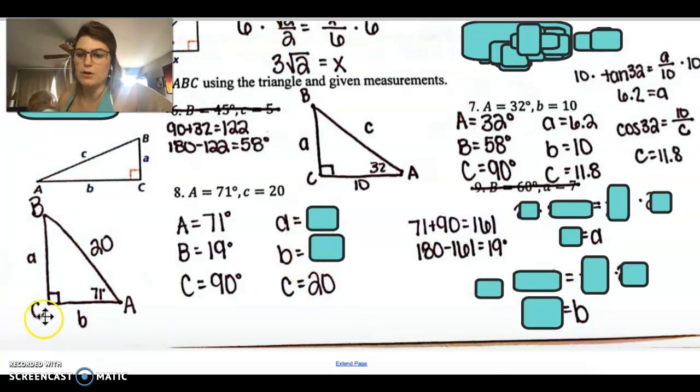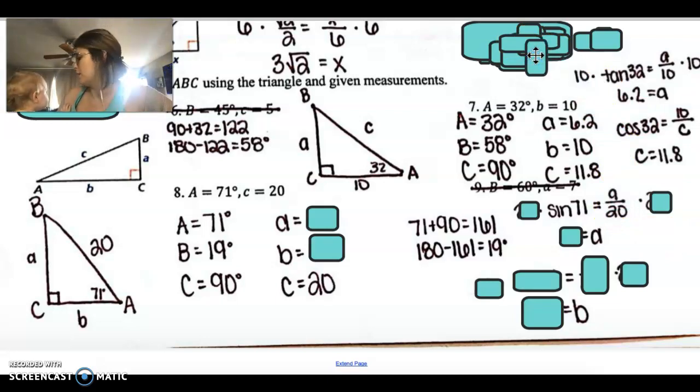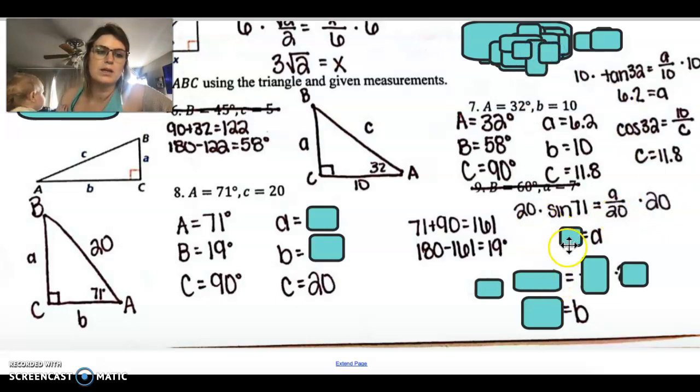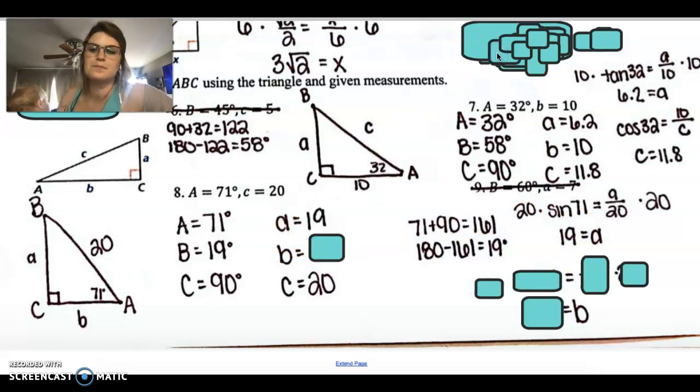Okay, so we want to find a and b. Let's find a first. From angle A, 71, side a is opposite and 20 is hypotenuse. So opposite and hypotenuse give us sine. So we have sine of 71 equals a over 20. 20 is in the denominator, so we'll multiply both sides by 20, and you will get 19 equals a. Okay, so side a is 19.